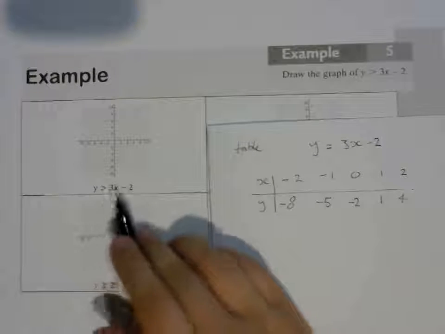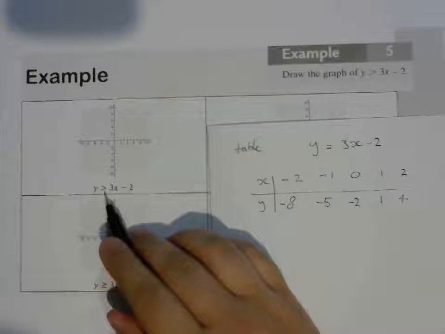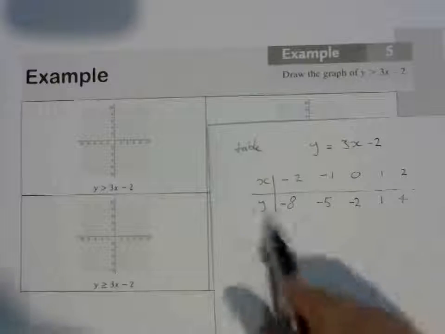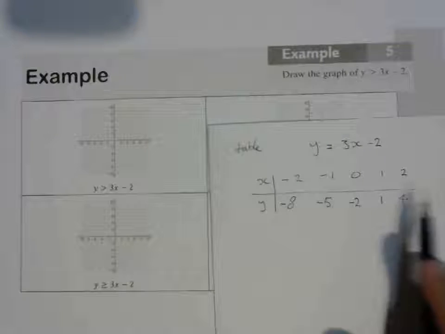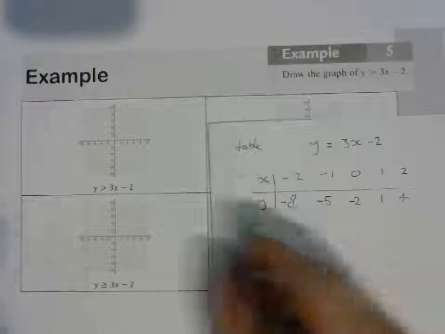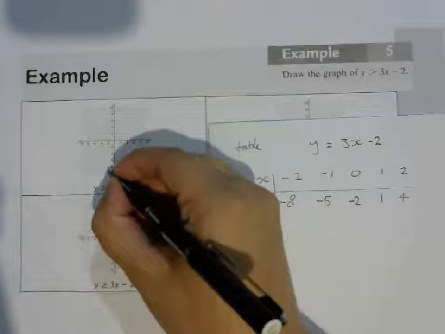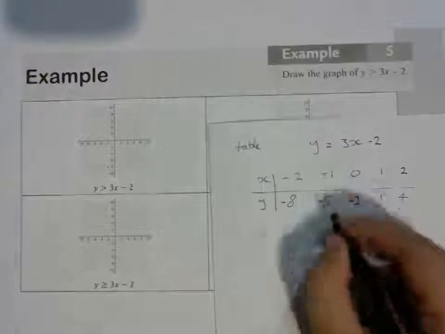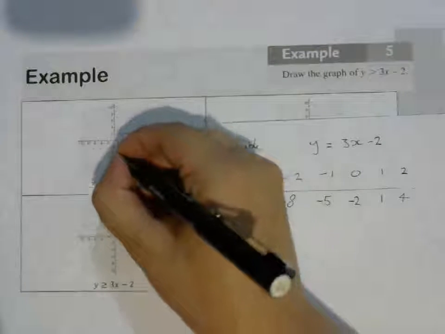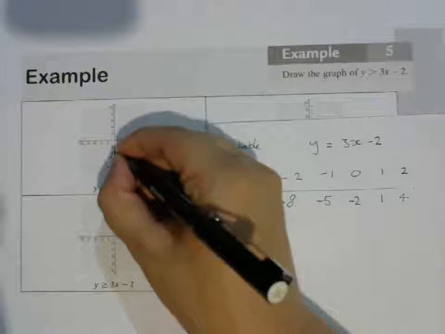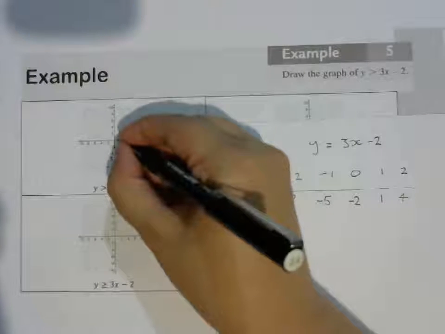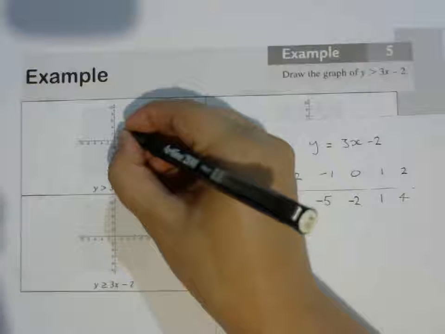And I will start with this one, which is y is greater than 3x minus 2. And I'm going to start by plotting the 5 points that we've got, just like usual. So when x is -2, y is -8, dot. When x is -1, y is -5. X is 0, y is -2. X is 1, y is 1. And x is 2, y is 4.